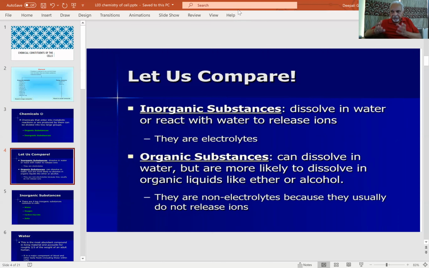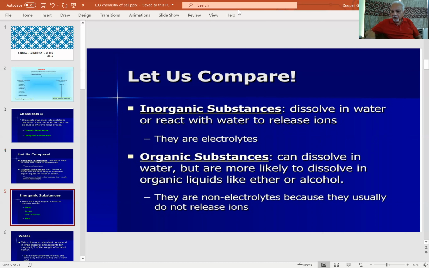Broadly, they are defined as the inorganic substances, for example, electrolytes. Organic substances may be dissolved in water, but are more likely to get dissolved in organic solvents or liquids like ether and alcohol, and they are non-electrolytes. So all the compounds which constitute a living cell or life fall into two categories. Inorganic substances can dissolve in water or react with water to release ions, electrolytes for example, and organic substances are more soluble in organic liquids or solvents like alcohol and ether, and they are non-electrolytes and don't release any ions.